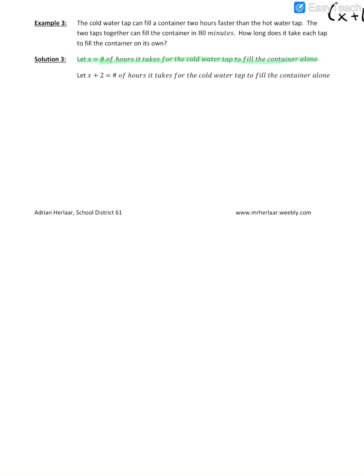Well, we know that the cold water tap fills 2 hours faster. So then the hot water tap must be x plus 2, the time of the cold water plus 2. So that's alone, right? Now, the question is in minutes, but everything else is in hours. So what's 80 minutes in hours? 80 minutes times 1 hour per 60 minutes. Units cancel. 80 over 60, which is 4 over 3. So 80 minutes is 4/3 of an hour.